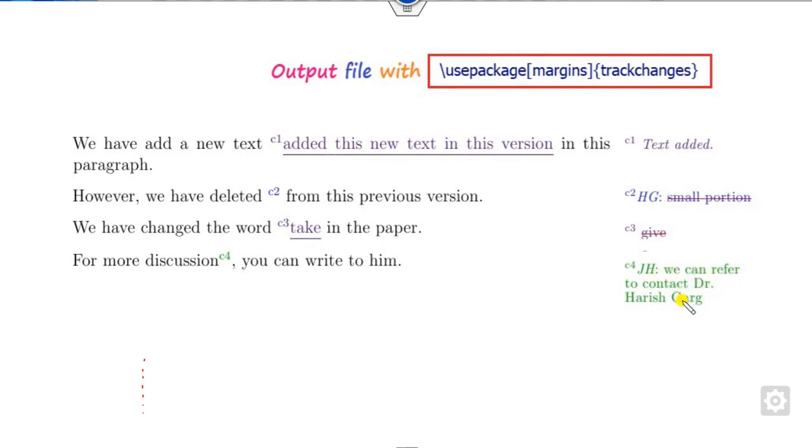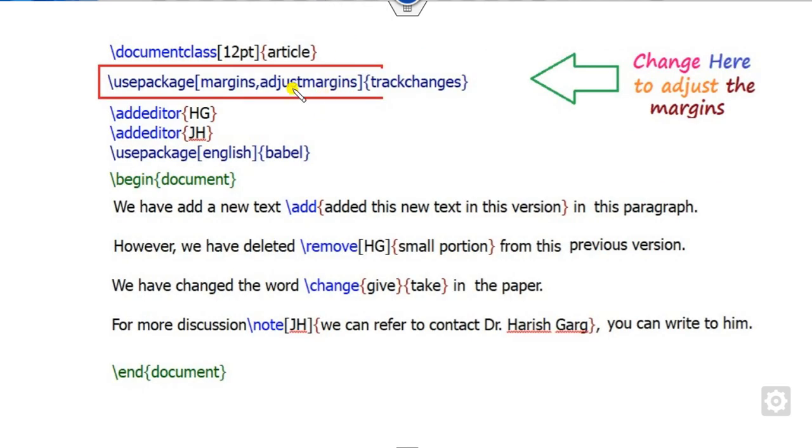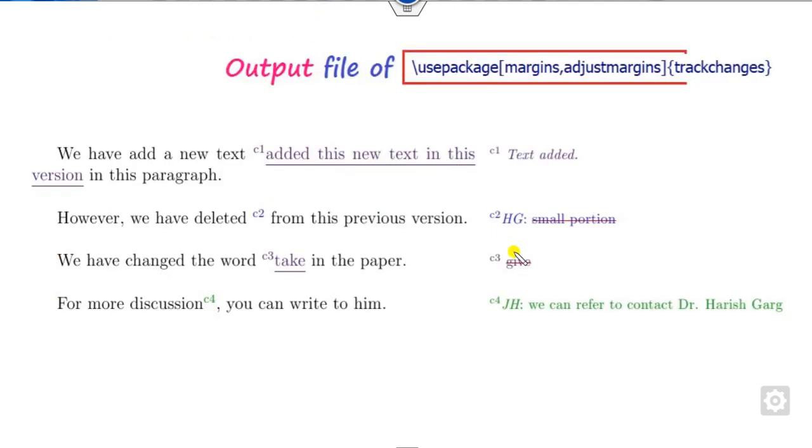Now sometimes you can see that this line, JH, you can refer to this, is split into 2 different lines. Instead of that, you can also write here adjustmargin. So if there is some margin, you can adjust it. You have to use both the options margin and adjustmargin. And once you run, you can see the output is like here. All the texts are written in the same line. You can again see this is the text added. This is the text deleted from the original version. Give is deleted and the new word added, while in this one we have added only new text.